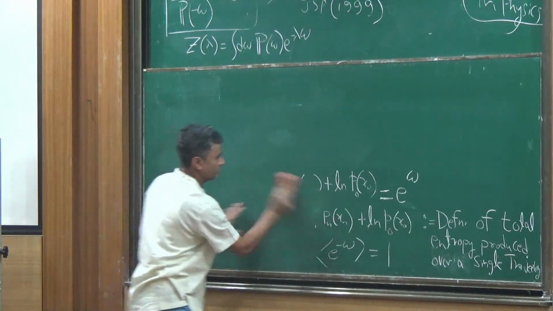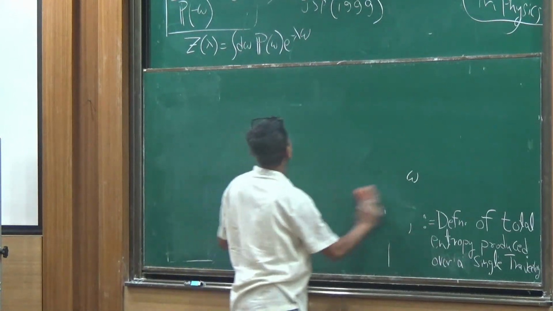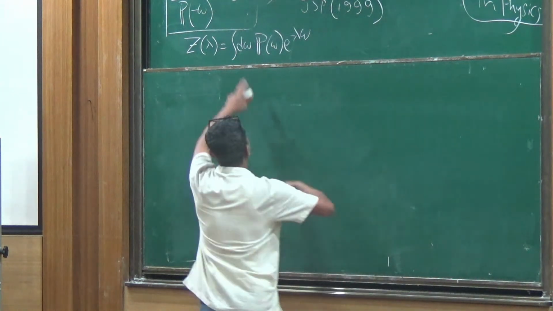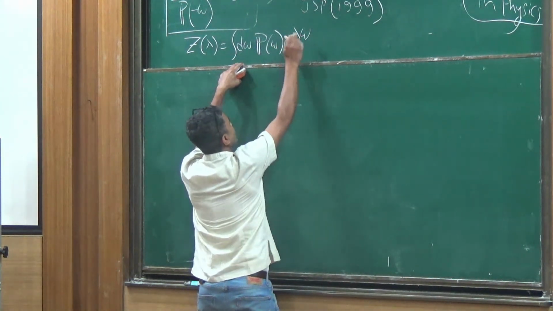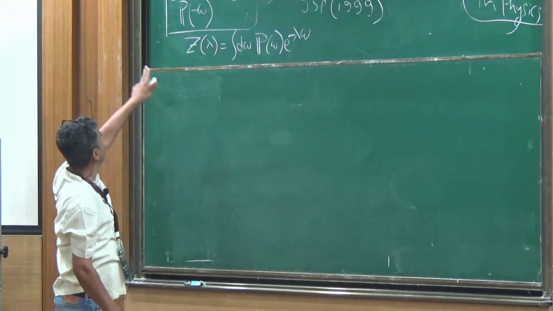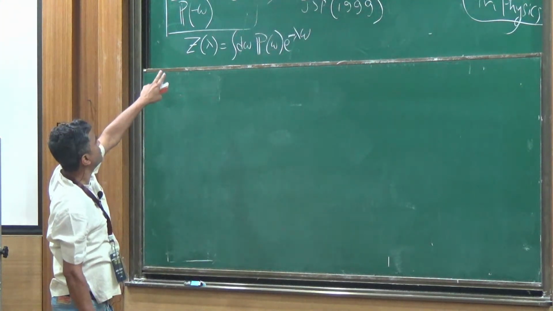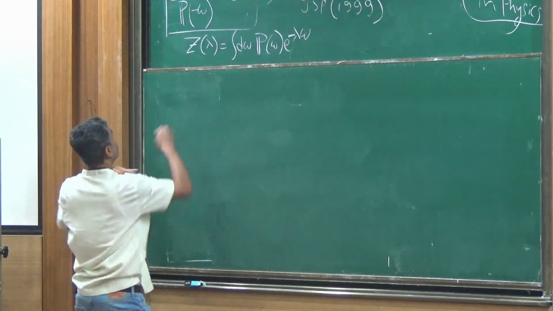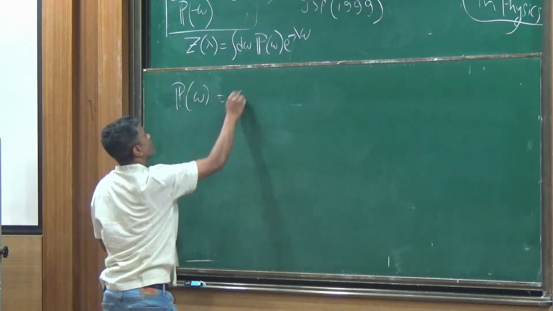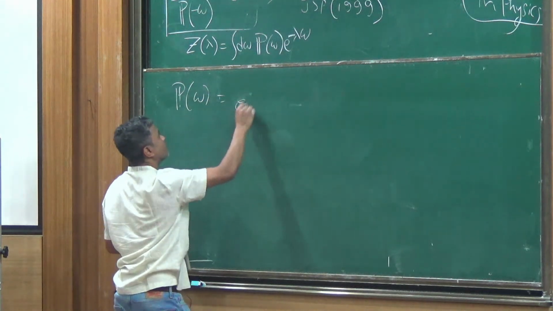So e to the minus lambda omega, averaged over omega. Right, okay, so now what we can see is that we can get a relation, so let's say we have this relation, which is some form of a fluctuation theorem.